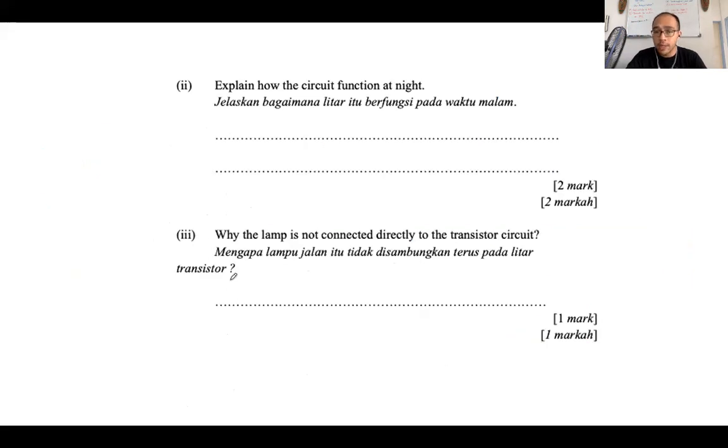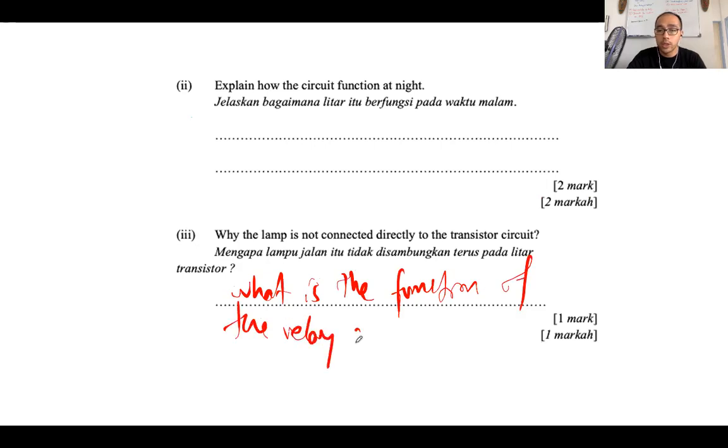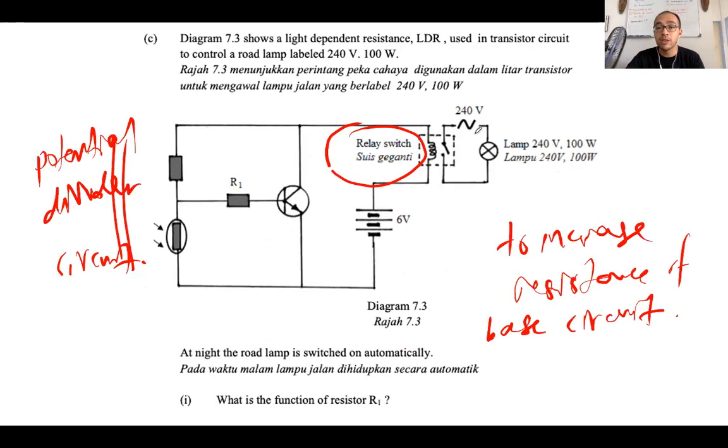I just want to mention this because this is another version of what is the function of the relay switch, which I discussed in my previous class. In my previous class, I talked to you about the function of the relay switch. But this is the same question, cuma dalam ayat yang berlainan. Why is the lamp not connected directly to the transistor circuit? Because it's connected to the relay switch so that, and then you state there the function of the relay switch, as I mentioned in the previous subtopic.